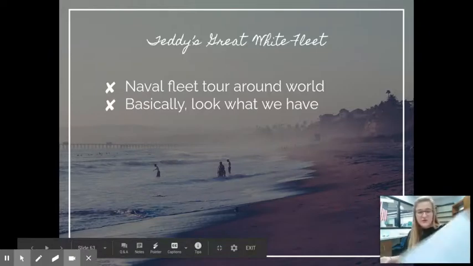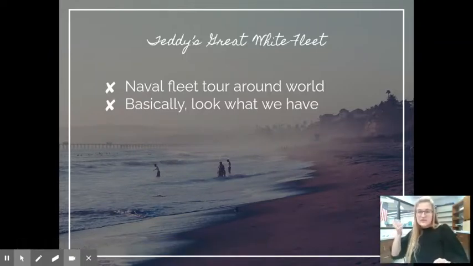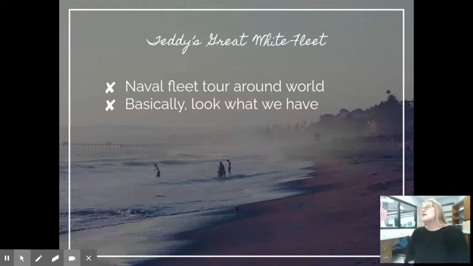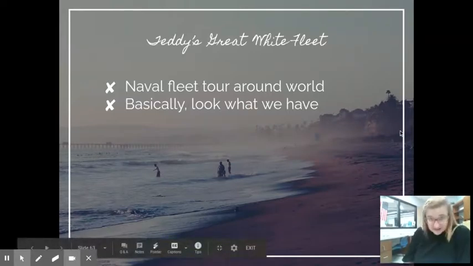Part of Teddy Roosevelt's big stick diplomacy is the Great White Fleet. And this is his new Navy. He's spending a lot of money that the government is making from tariffs, importing things from foreign countries. He spends that money on creating a new Navy, and the sides of ships are made out of steel. They kind of look white in the sun. They glisten in the sun. He takes the Great White Fleet on a world tour, literally around the world.